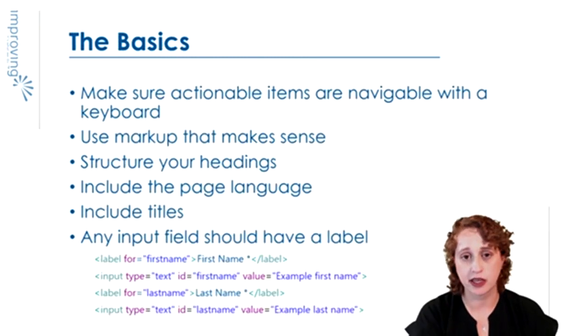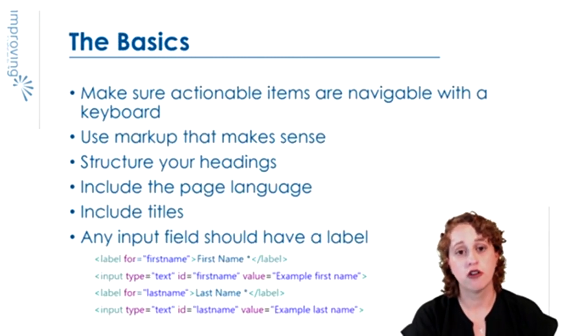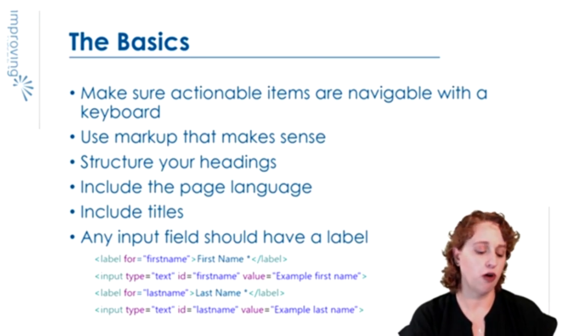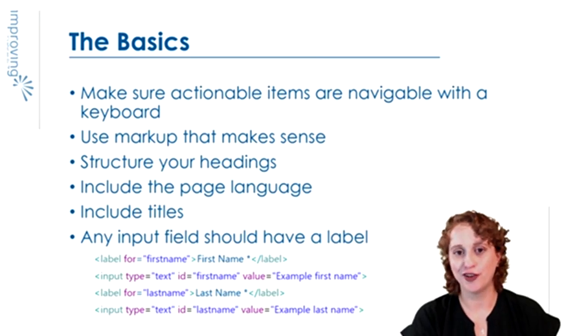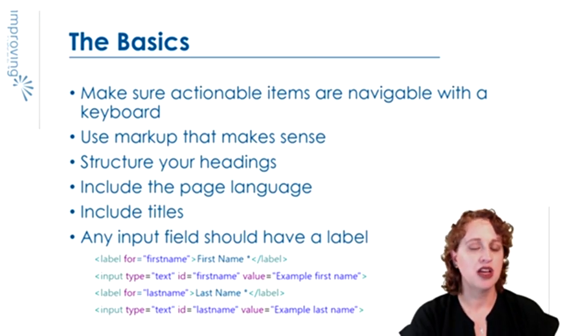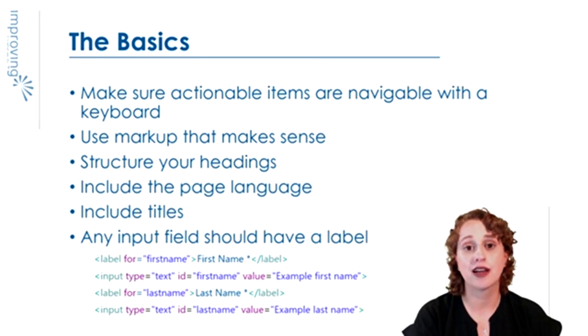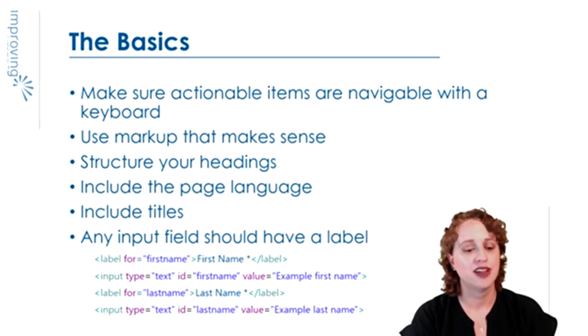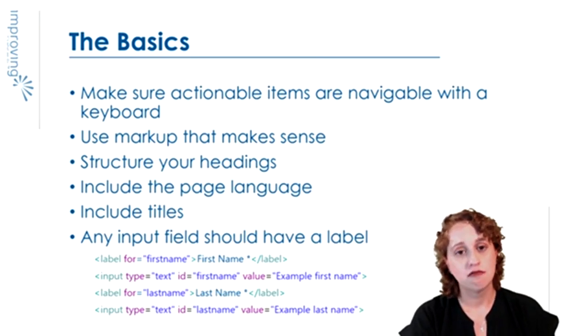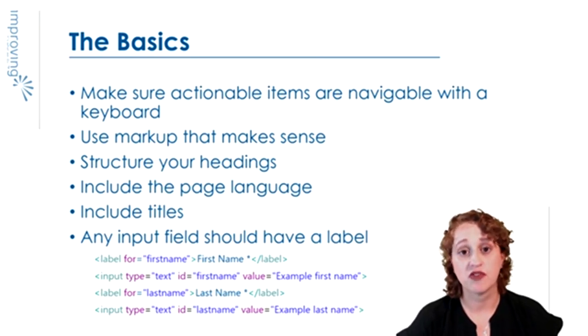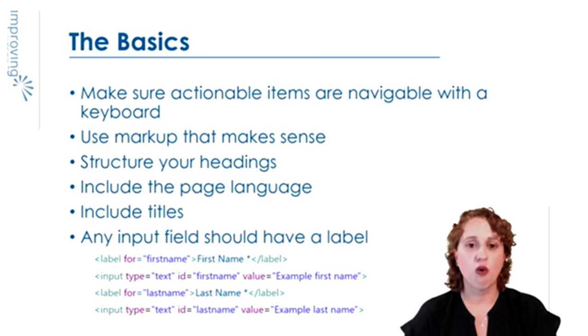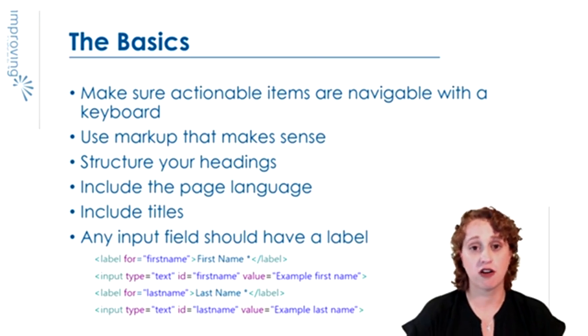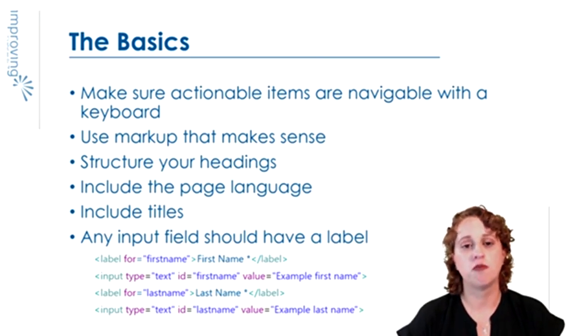So basics, like we've talked about, make sure that any actionable item is navigable with the keyboard. So you'll see a lot of generated code, or some people with some bad habits. They'll put tab indexes on things and they'll say tab index 1, 2, 3, 4, and that's the order in which you're supposed to get around the page. Don't do that. If it is accessible with a keyboard, it should always have a tab index of 0. And the order in which it is in your markup is the order in which it should be navigated.